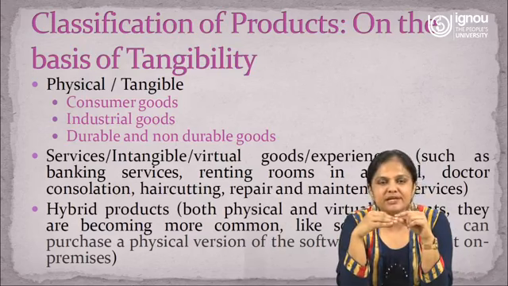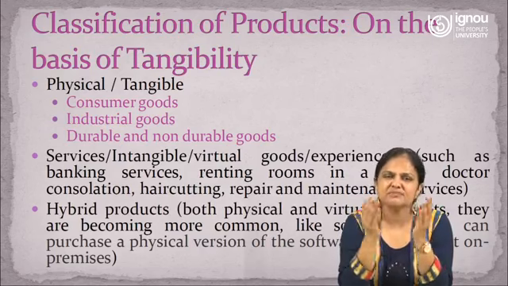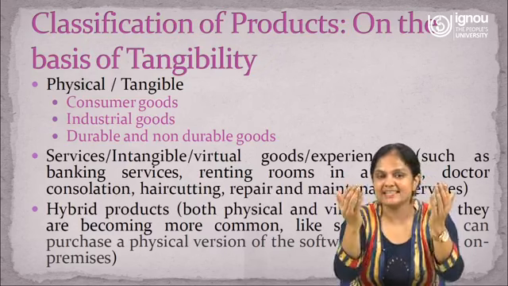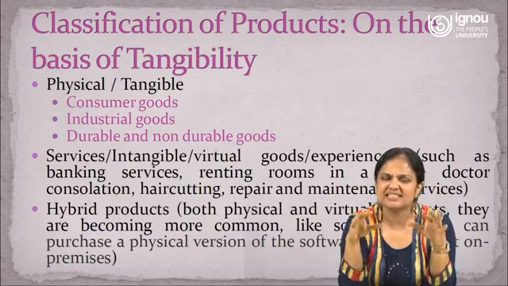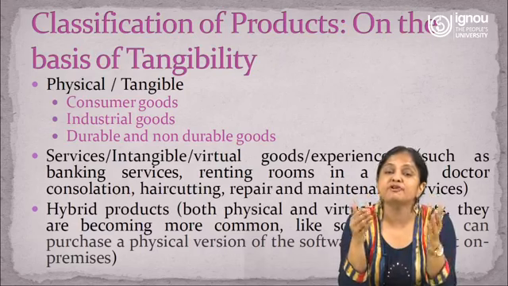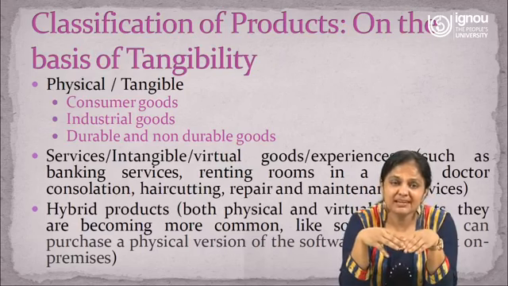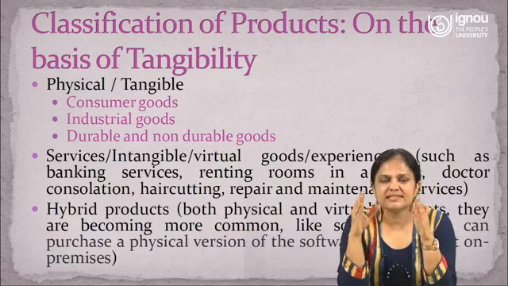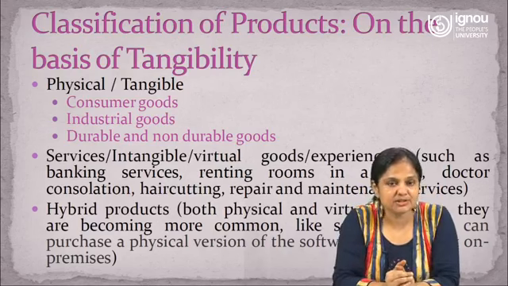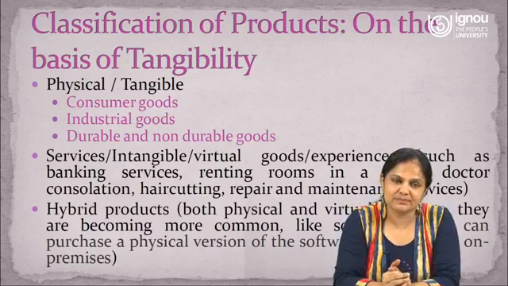When I say physical or tangible products, it means something which is physical, which is existing in front of you, which you can touch, you can see, and on which you can make a prior judgment even before buying it, even before consuming it, right? Those tangible products can be further categorized into consumer goods, industrial goods, durable and non-durable goods.